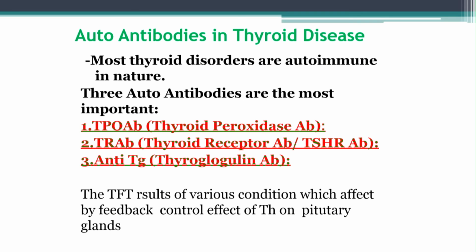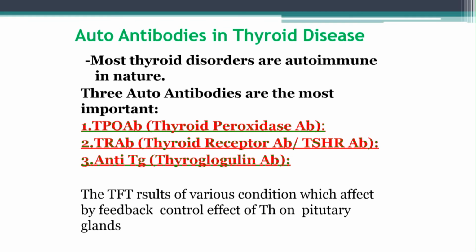Autoantibodies in thyroid disease. Most thyroid disorders are autoimmune in nature. Three autoantibodies are the most important, which are thyroid peroxidase antibody, thyrotropin receptor antibody, and thyroglobulin antibody.